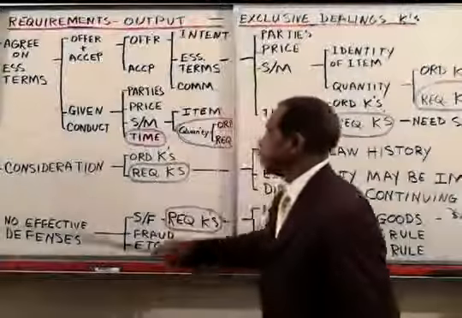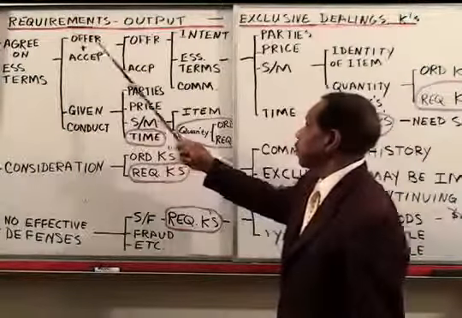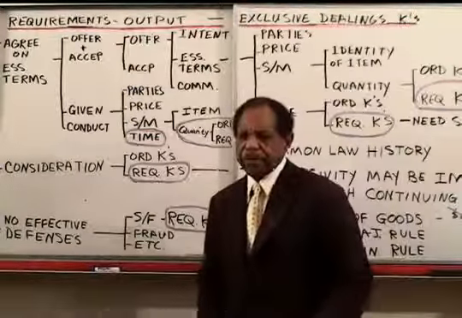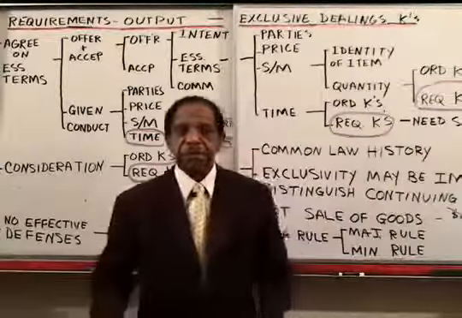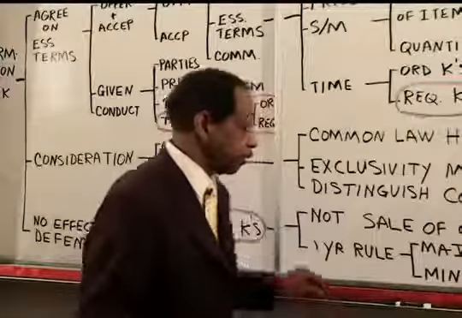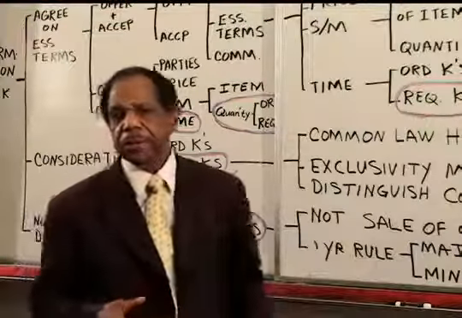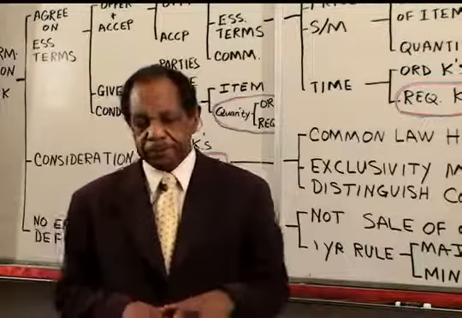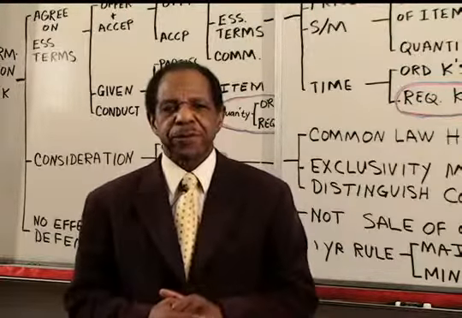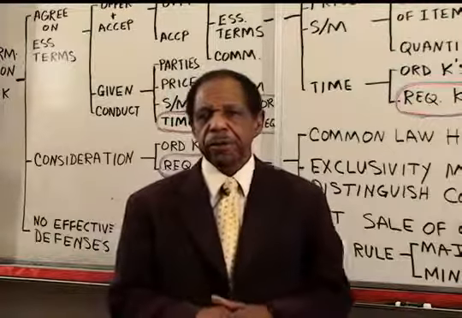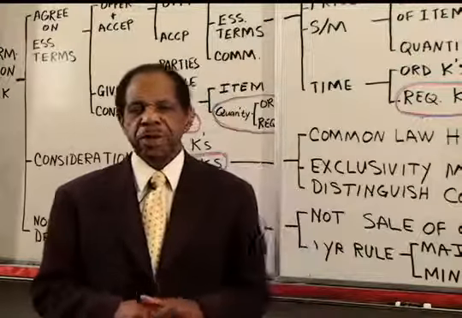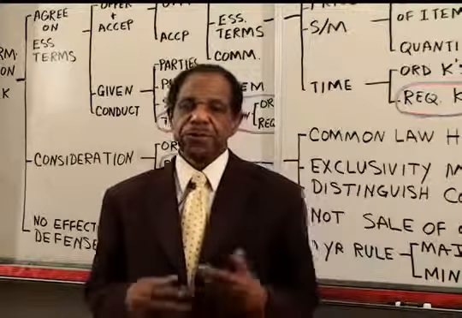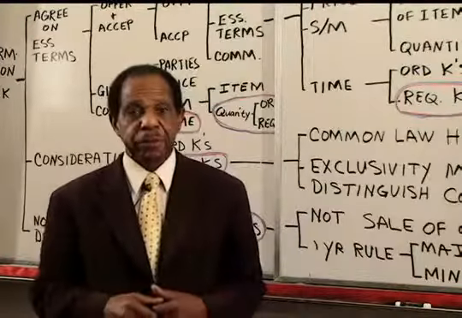This lecture is about requirements contracts, output contracts, and exclusive dealing contracts. An illustration of a requirements contract is as follows. Let's suppose that I am the owner of a restaurant and I sell salmon to my customers at the restaurant. And you are the owner of a fish company. You have boats and you go out in the ocean and you fish for salmon and you bring them into your company and you sell the fish to various restaurants, including mine.